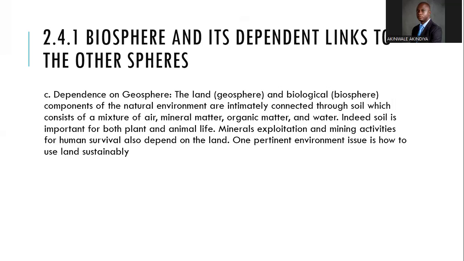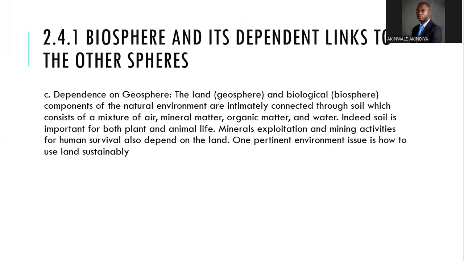Dependence on the geosphere, on the land. The land and the biological components of the natural environment are intimately connected through soil, which consists of a mixture of air, mineral matter, organic matter, and water. This soil is important. So we need soil for our planting, right? Agriculture. You are probably eating today. So whatever you have eaten is gotten from the soil, mostly, right?